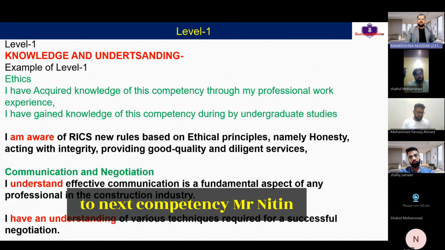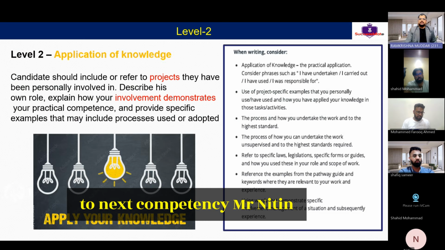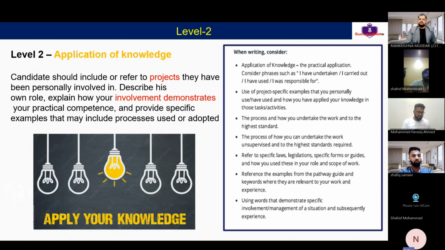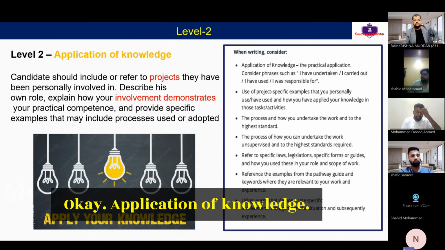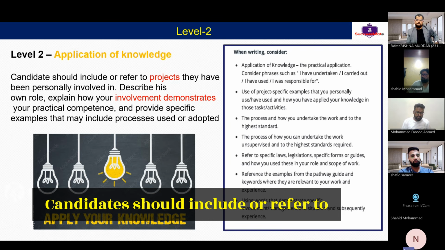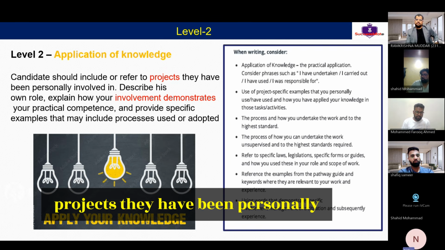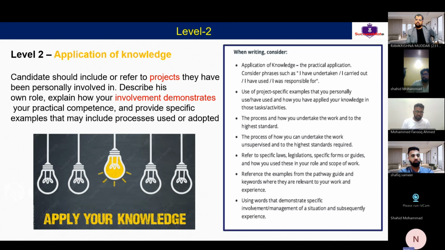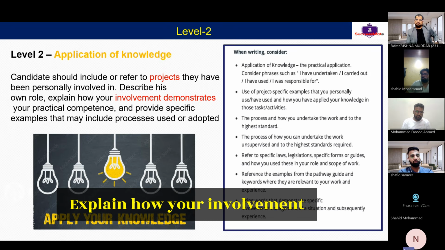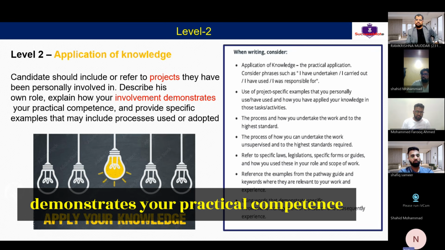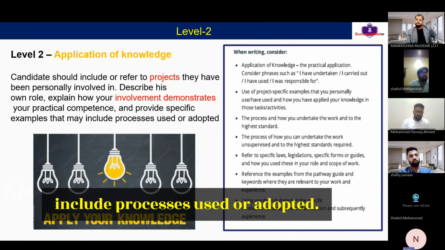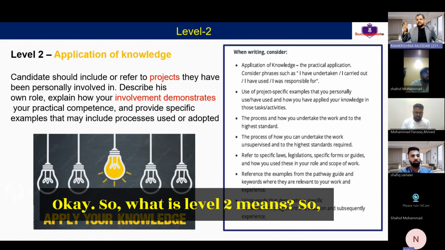So now let's go to the next competency. Mr. Nitin, can you read this? Application of knowledge. Candidates should include or refer to projects they have been personally involved in. Describe your own role. Explain how your involvement demonstrates your practical competence, and provide specific examples that may include processes used or adopted.